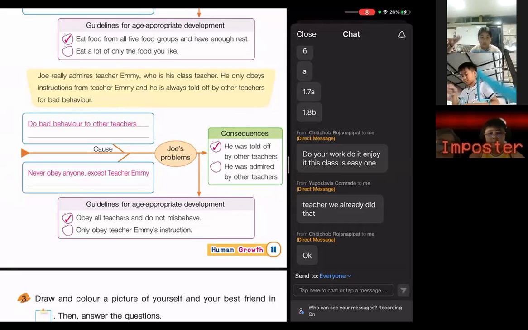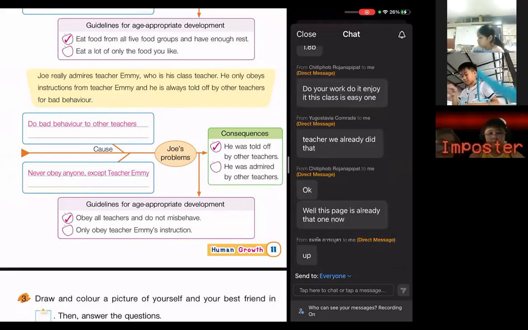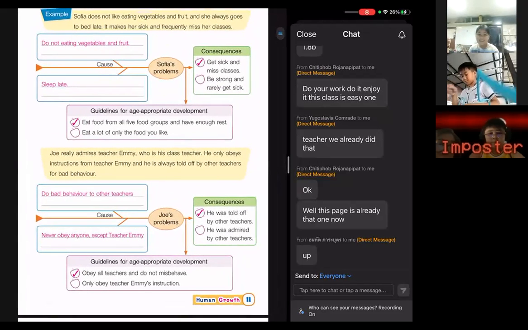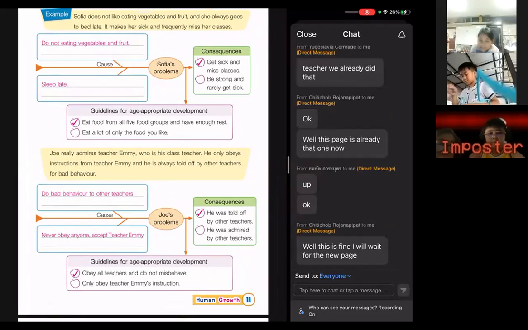Okay, so Joe really admires teacher Emmy. Okay, so Joe liked his teacher. Who is his class teacher? He only obeys instructions from teacher Emmy, and he's always told off by other teachers for bad behavior. So why does he have a problem? Well, the first problem is he does bad behavior to other teachers. He does not behave in other classes, so other teachers might, what should we say? He does not behave, so he does get told off. Okay. He never obeys anyone, so he doesn't listen to anyone else's rules, only teacher Emmy's.